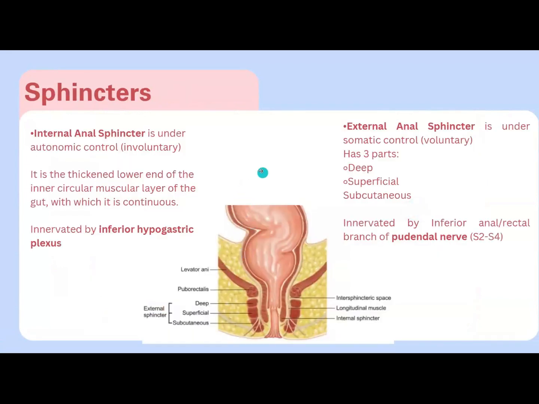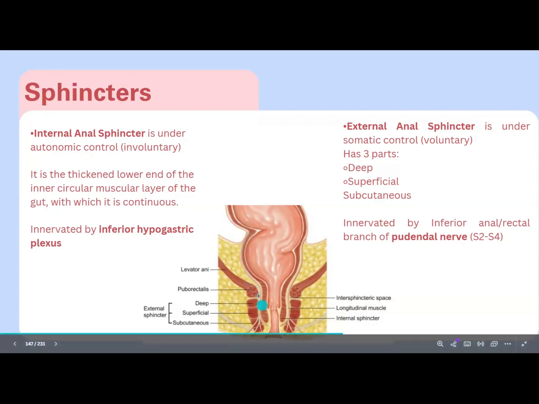Now let's talk about the sphincters. We have two sphincters. We have the internal anal sphincter and the external. The internal is under autonomic control. That means it's involuntary. You cannot control it. It is the thickened lower end of the inner circular muscle layer of the gut. So you see the muscular layer of the gut, how it's coming down. Then you have the thickening of it. This will make up the internal anal sphincter. It's continuous with the muscles of the gut.